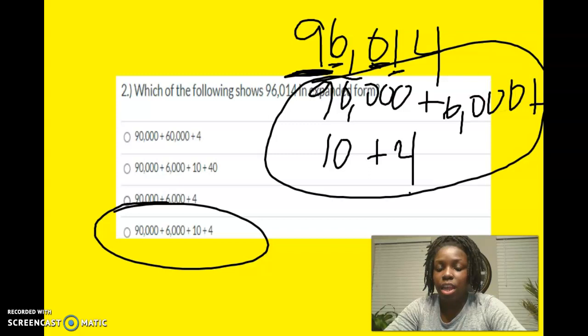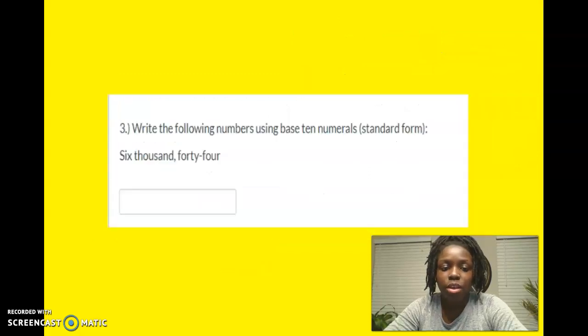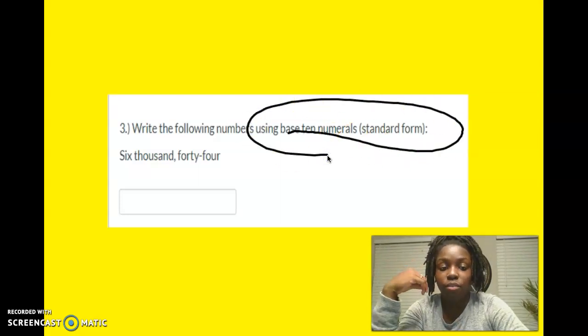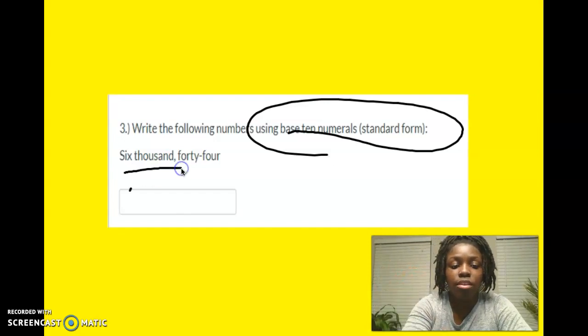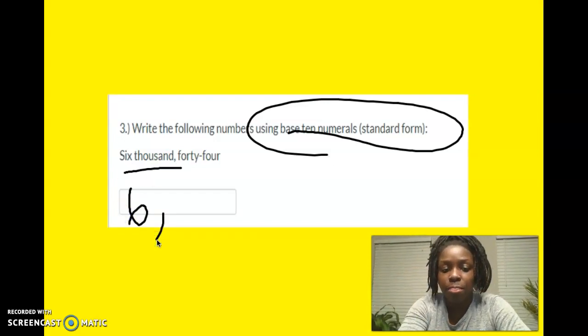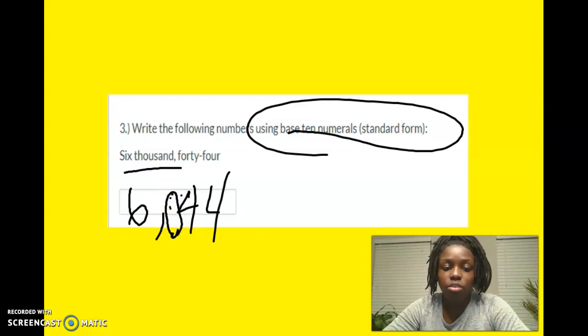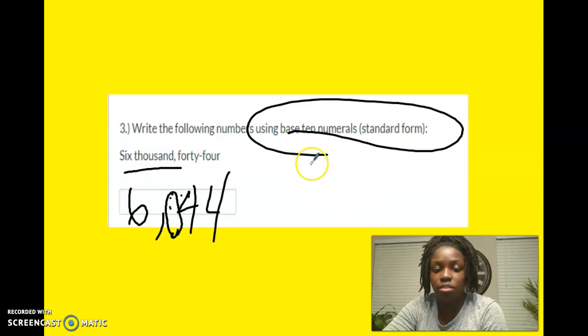All right, so now let's look at our next one. Write the following numbers using base 10 numerals. Base 10 numerals is the same thing as standard form. That means regular numbers. When you see base 10 numerals, think of regular numbers. So we're writing 6,044. Now this is not 6,44 because there's nothing in the hundreds place, remember. So we have to put something in the hundreds place. So there's no hundred, so we got to put a 0 there. So this is 6,044. So make sure you understand that 40 is in the tens and 4 is in the ones.